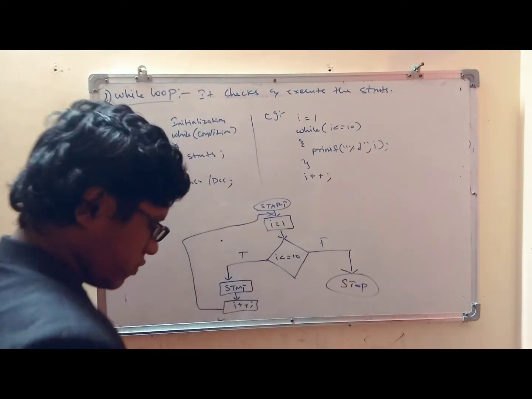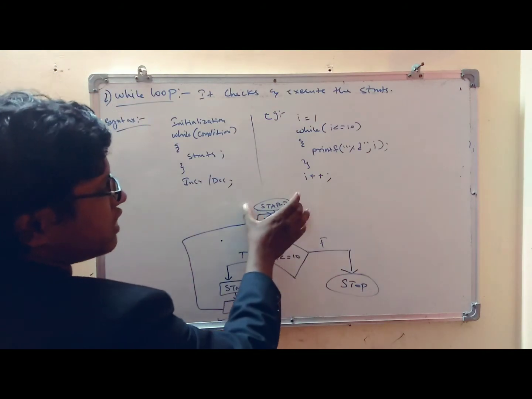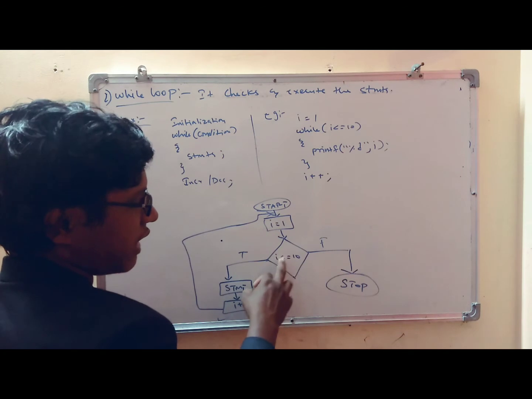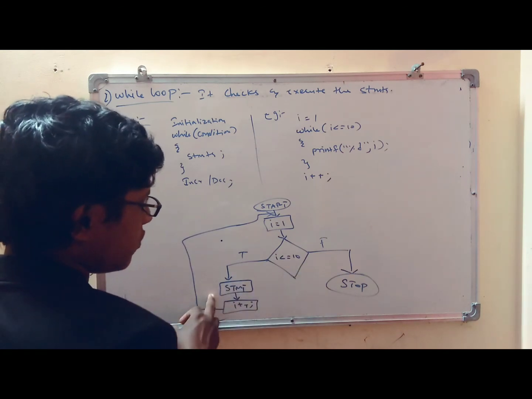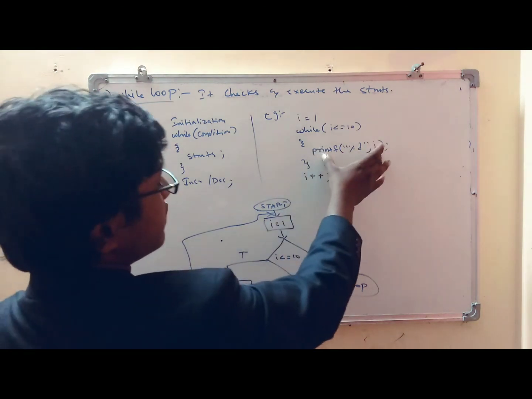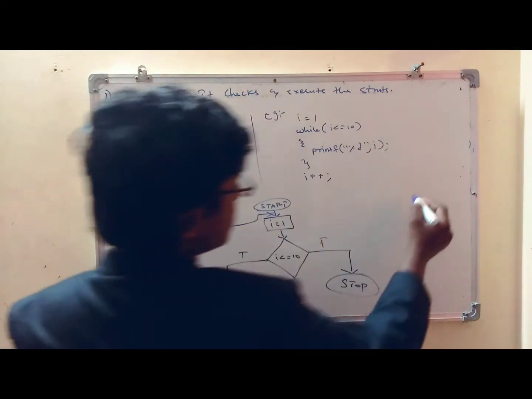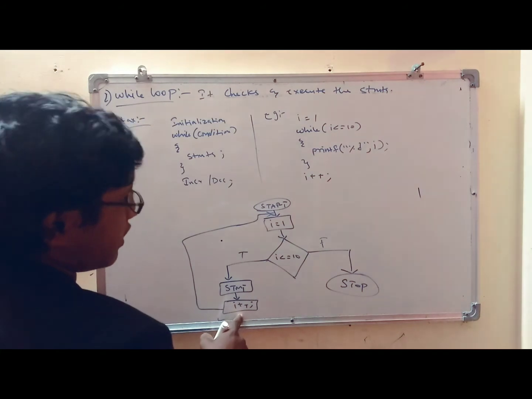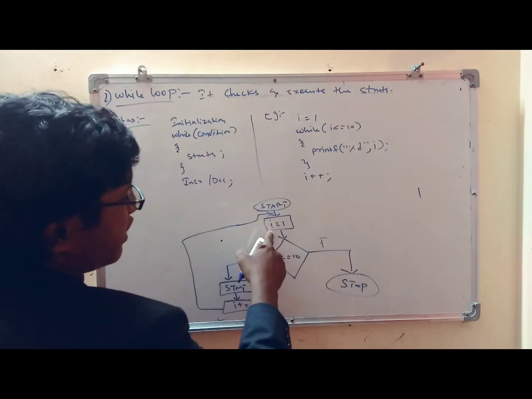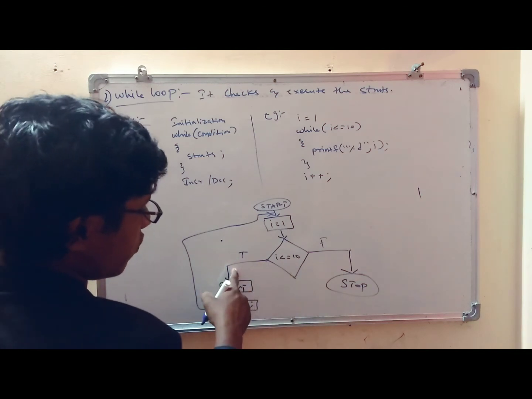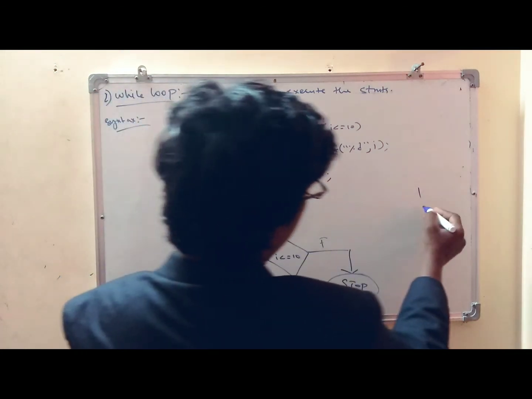So let's check once. Firstly start, i = 1, it goes to check the condition, i <= 10, yes. It will go to the statement, which is printf("%d", i). So it will print 1, and it will increment it to 2, it goes to here, i = 2. Is 2 <= 10? Yes. It goes to true, and again it will print 2.